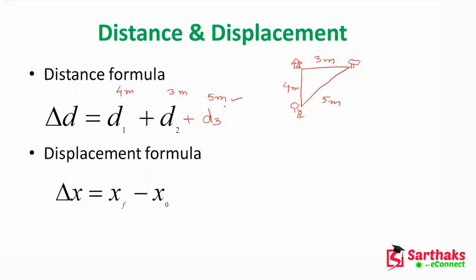That means total 12 meter. So that means how much distance you are covering, that is D1 plus D2 plus D3. And displacement here, that is the final position minus the initial position, where x0 is the initial position and xf is the final position. That means whatever from this point to this point, that was the displacement. From this point to this point, that was the displacement. Right? I am giving one example here also.